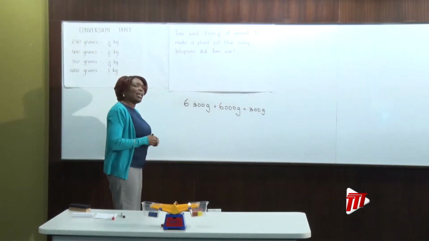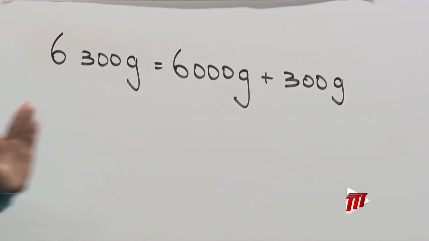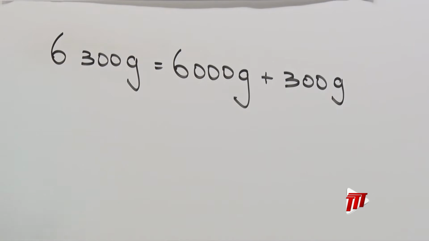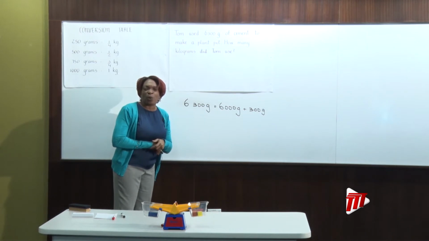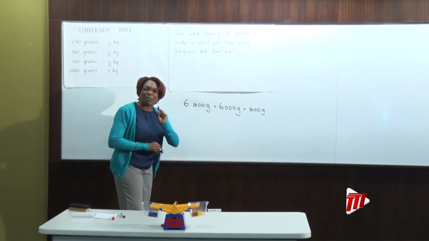Are you seeing it with me? Are you seeing why I pulled out the thousands there? Yes, because now I can convert the grams to kilograms. Can you do it with me? How many kilograms are there in 6,000 grams? Yes, 6 kilograms. Well done.